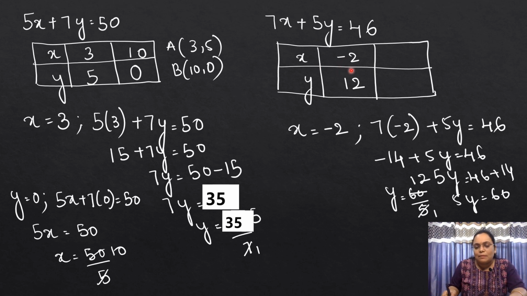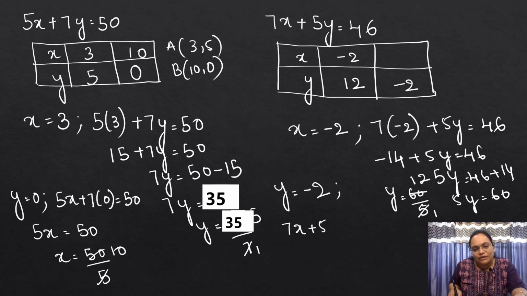If not positive numbers, you can also take the negative numbers as well. Clear? Now let us find the other point. So if you take y is equal to 0, this term will be 0. So 7x is equal to 46. x is equal to 46 divided by 7. It is a decimal number, right? So if you take x is equal to 1 or 2, you will get a decimal number. We will see for y is equal to minus 2.